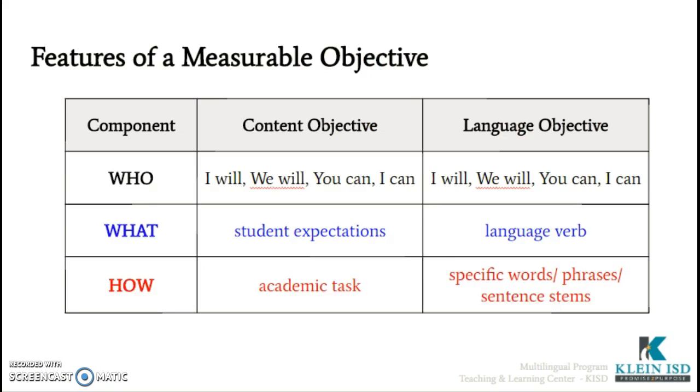These are the features of objectives. They both have an I can or I will or we will or you can or whatever that might be. I think that the best one is I will or we will. And that's just because it sounds more definitive. If you say I can, it's kind of like, yeah, I can learn how to subtract two-digit numbers. But if I say I will learn how to subtract two-digit numbers, that sounds more like I'm going to do it.